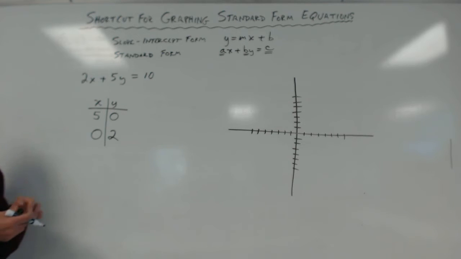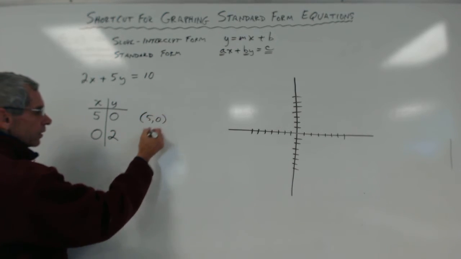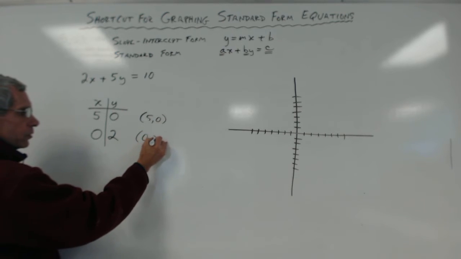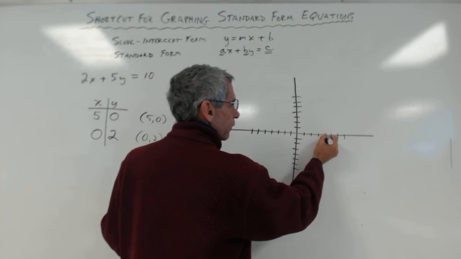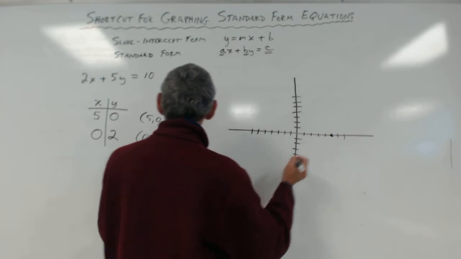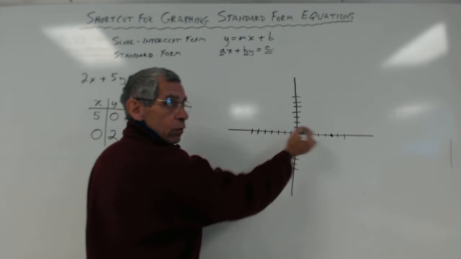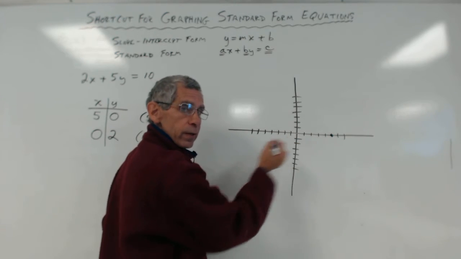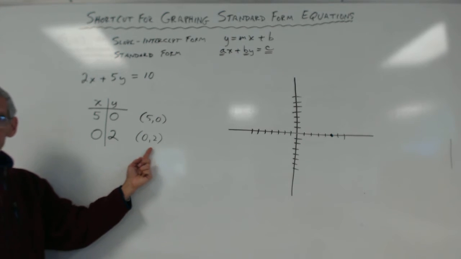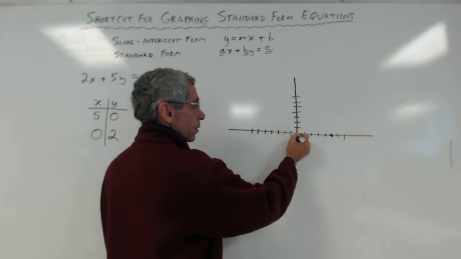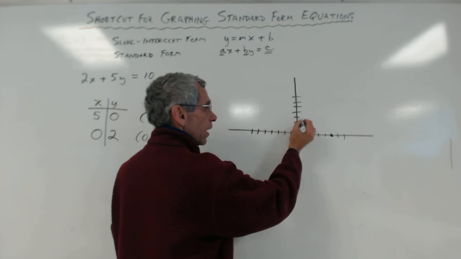So now these are points. (5, 0) is the same as a point written like this. This is the same as (0, 2). So I'm going to plot those points. (5, 0): 1, 2, 3, 4, 5. Put a dot. Right? (0, 2): I don't go right or left. Does this make sense, Micah? Help me graph it. 0 and then 2. You don't go right or left, but I go up to 2, and I put a dot.